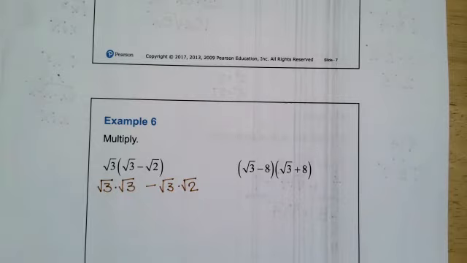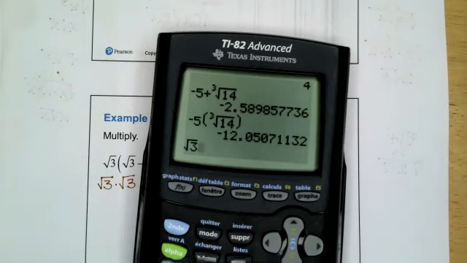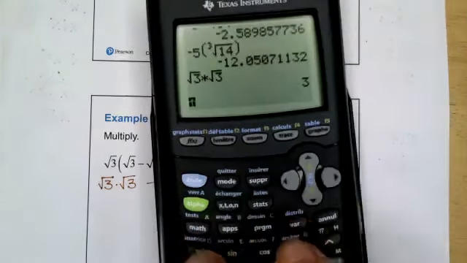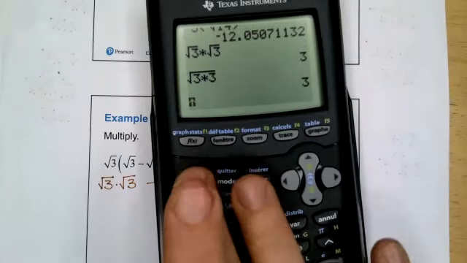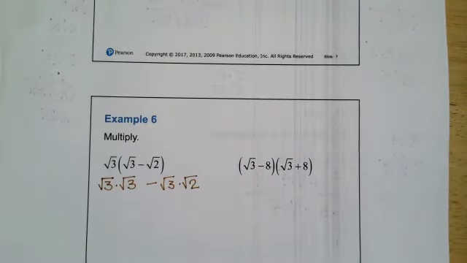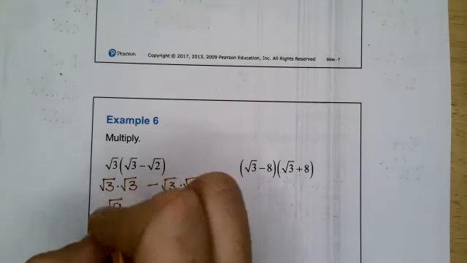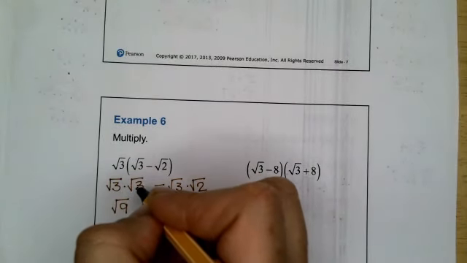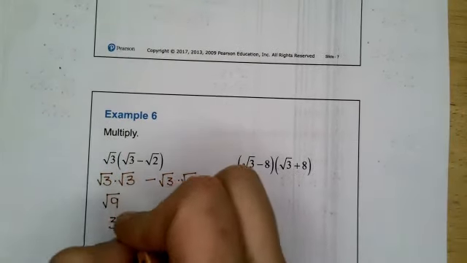Okay, if you put into your calculator the square root of 3 times the square root of 3, you get the answer 3. Because what you're doing is you're saying the square root of 3 times 3, which is 9, right? And the square root of 9 is 3. So if you ever have a square root times itself, you can just take it straight out of the square root symbol.